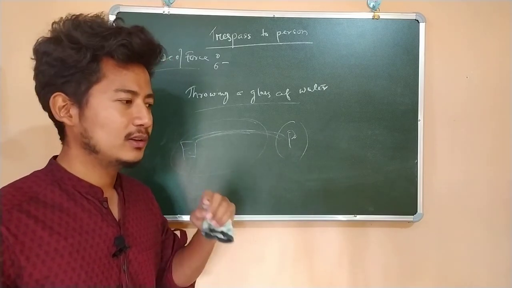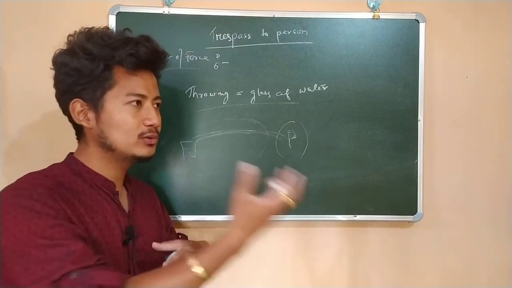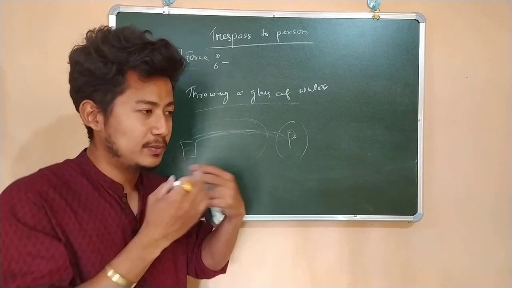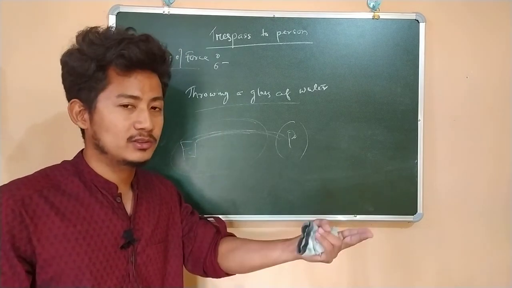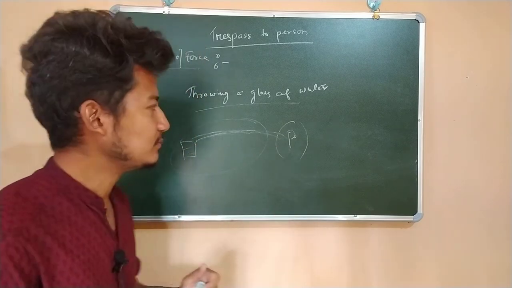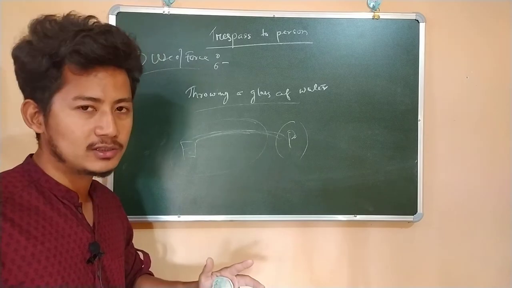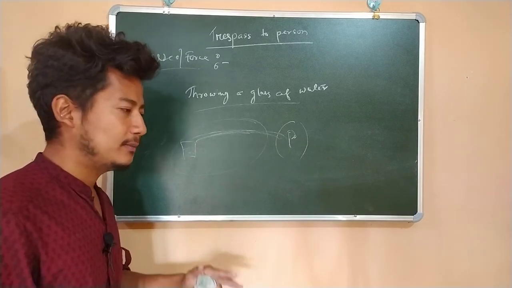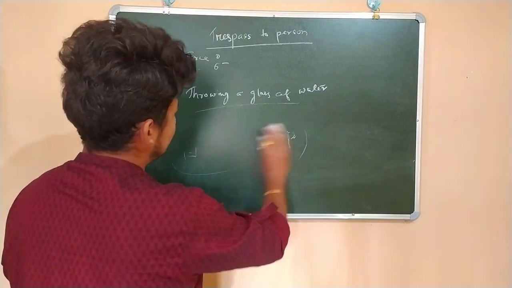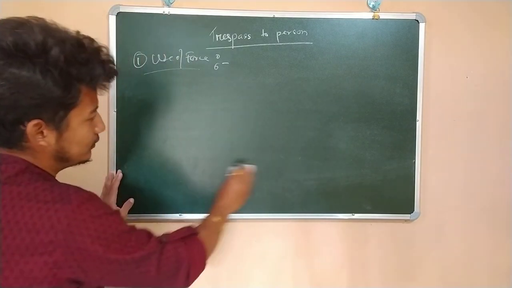The moment I use force out of anger, if I spit at another person, that means a battery. So it is not necessary that the other person has to suffer a certain injury. It is not necessary. Okay, so that's what it is. I hope it is clear to you now what is the use of force.